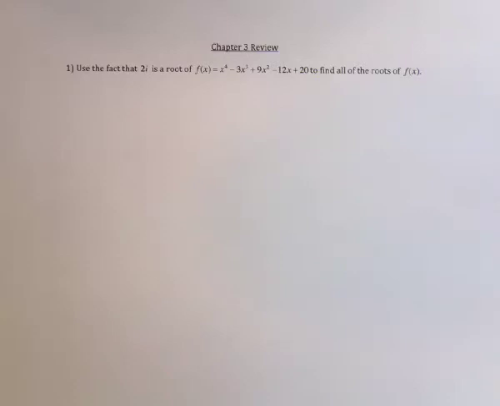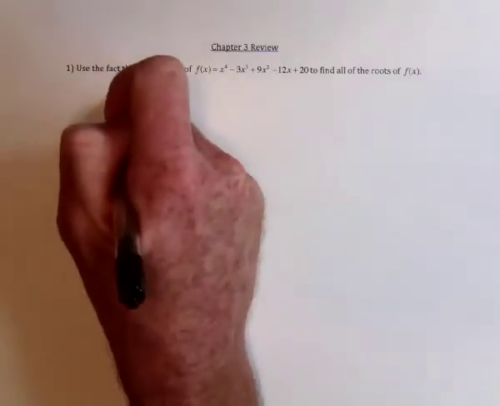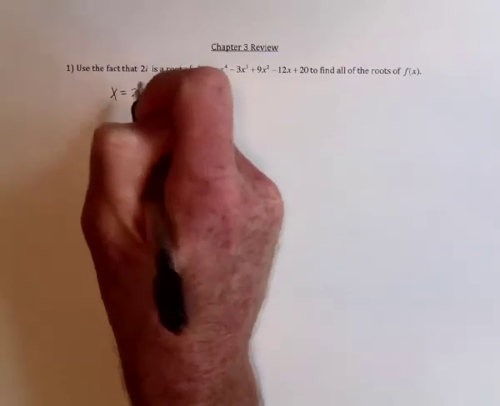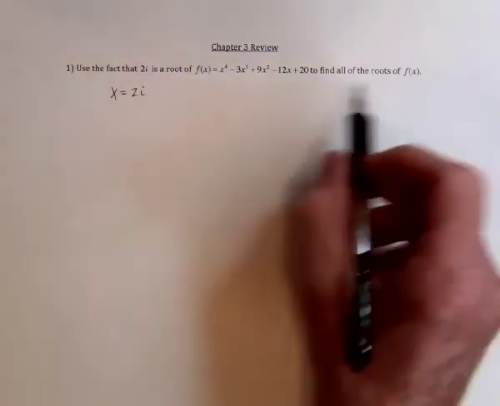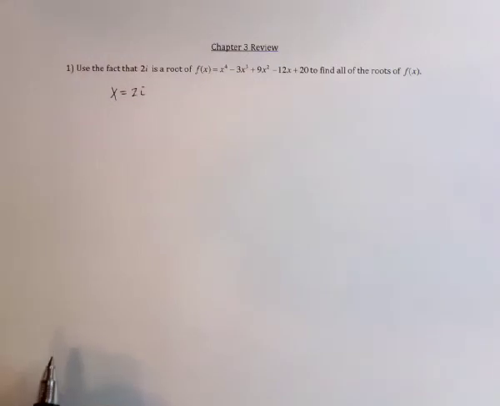So here's a good use of some complex numbers. Use the fact that x equals 2i is a root of this polynomial to find all of them. Since this is to the fourth, we're actually looking for 4 roots in total.